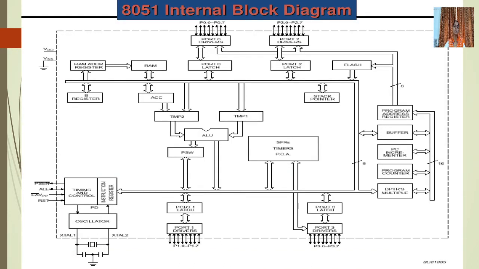This is nothing but the detailed internal block diagram of 8051. So here is the main processing unit, that is ALU. It has the supporting special function registers: PSW, accumulator, register B, stack pointer, then program counter, DPTR. These are the special function registers. Then port 0, port 2, port 3, port 1. Here is the RAM, then timing control circuitry and oscillator. So let's see each block in detail.